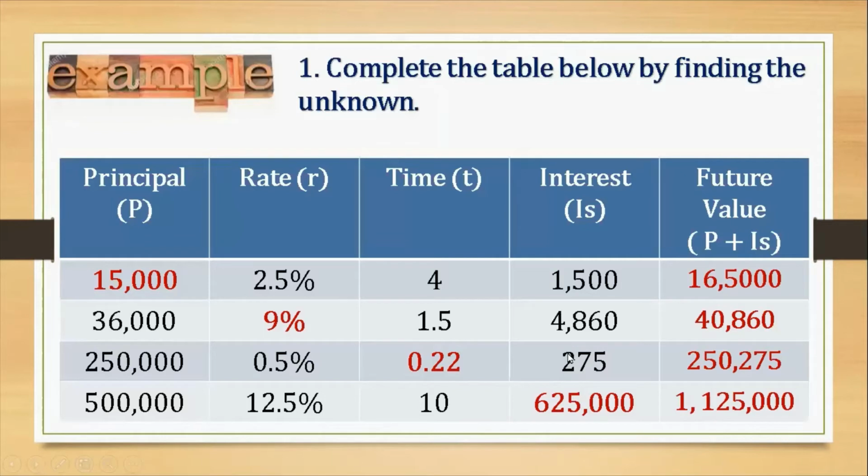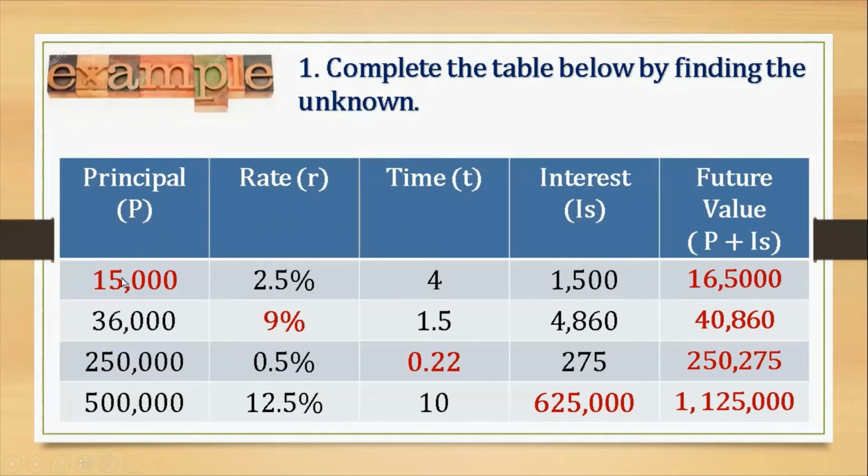And now we complete the table below by finding the unknown. You have it here, 15,000, 9%, 0.22, and 625,000. And I added here another column for the future value, because sometimes in a given problem, we need to look for the future value. That's simply the sum of principal and interest. Principal, or P, plus interest, that's our future value. As you can see there, 15,000 plus 1,500, that's 16,500.